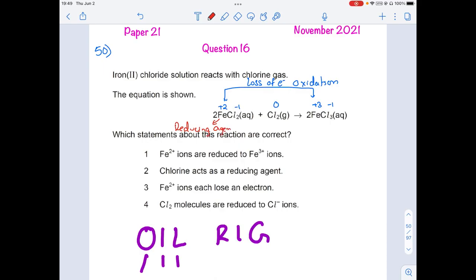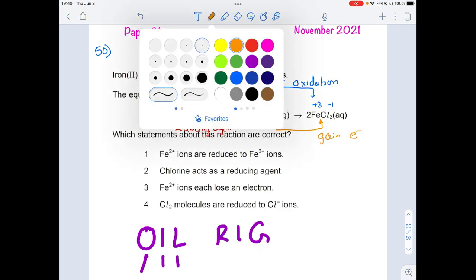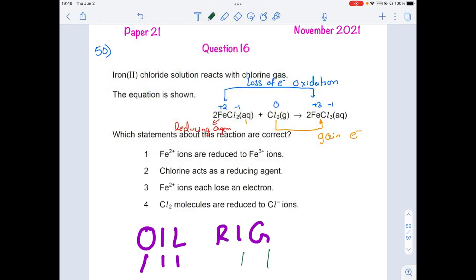Now coming to chlorine. What happened to the chlorine? We can see that chlorine goes from 0 to -1. It is gain of electrons. What is the meaning of gain of electrons? Gain of electrons is nothing but reduction. It has undergone reduction, which means it is acting as an oxidizing agent. So we got all this.